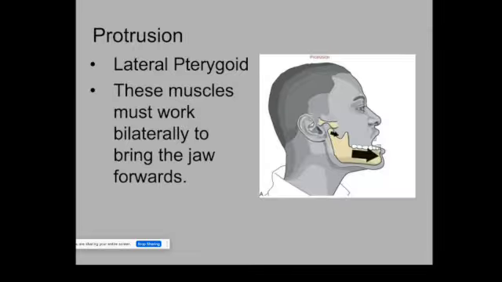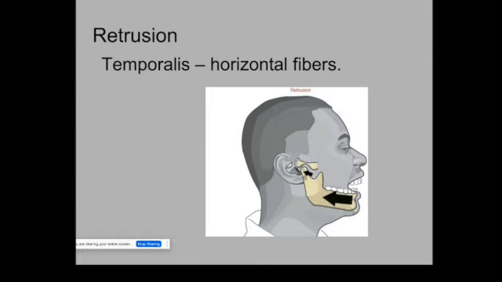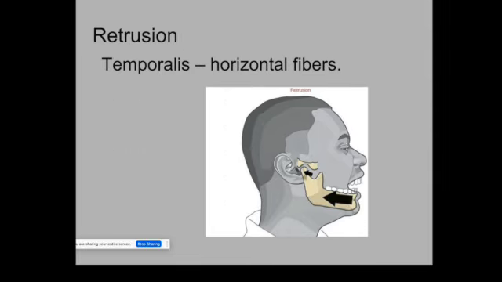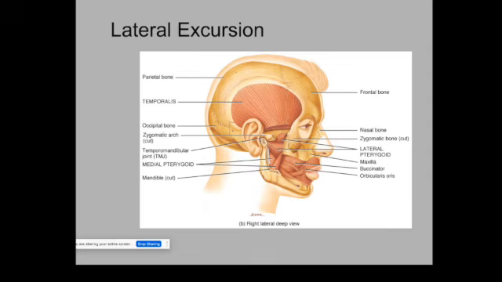The pterygoids, this is the lateral pterygoid, and you see the arrow going forwards. This is protrusion, going forwards. Retrusion is pulling our jaw back. And lateral excursion, when we're chewing, we can move our jaws sideways as well.